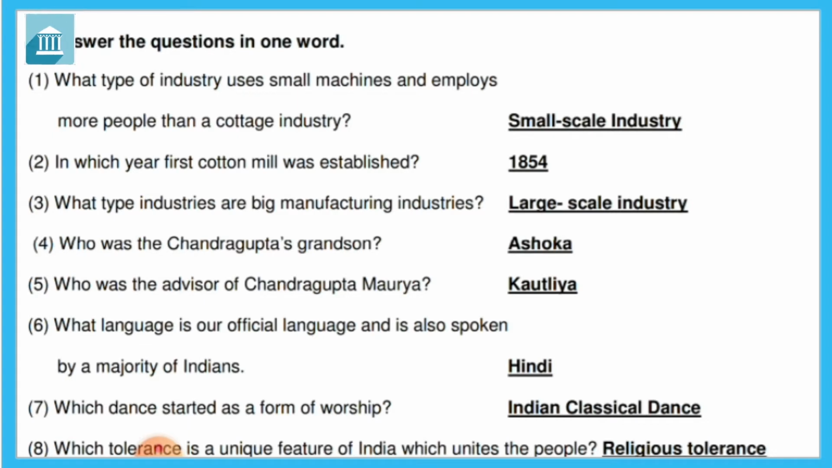Now third one. What type of industries are big manufacturing industries? So large scale industries are the big manufacturing industries because thousands, hundreds of people work there, and so many big machines are needed to run these industries. So these industries are called large scale industries.